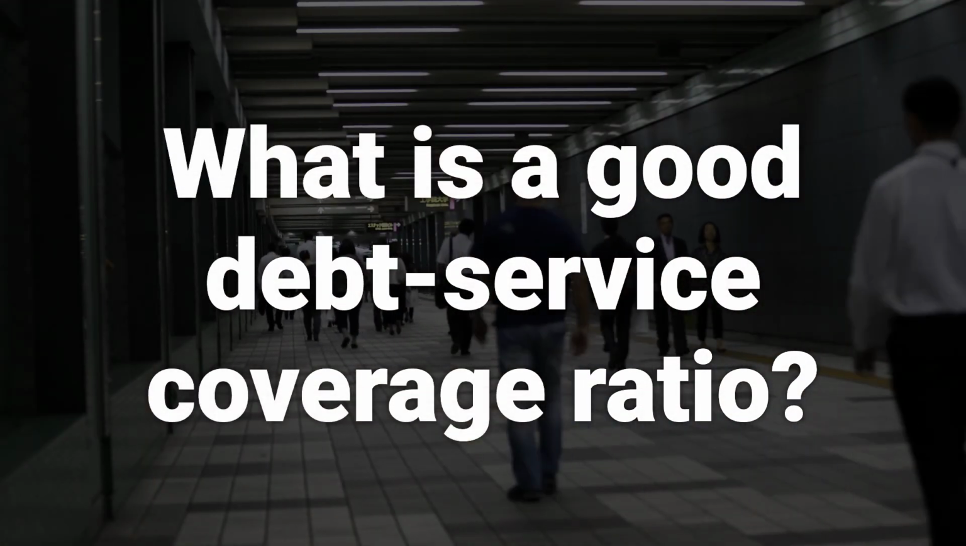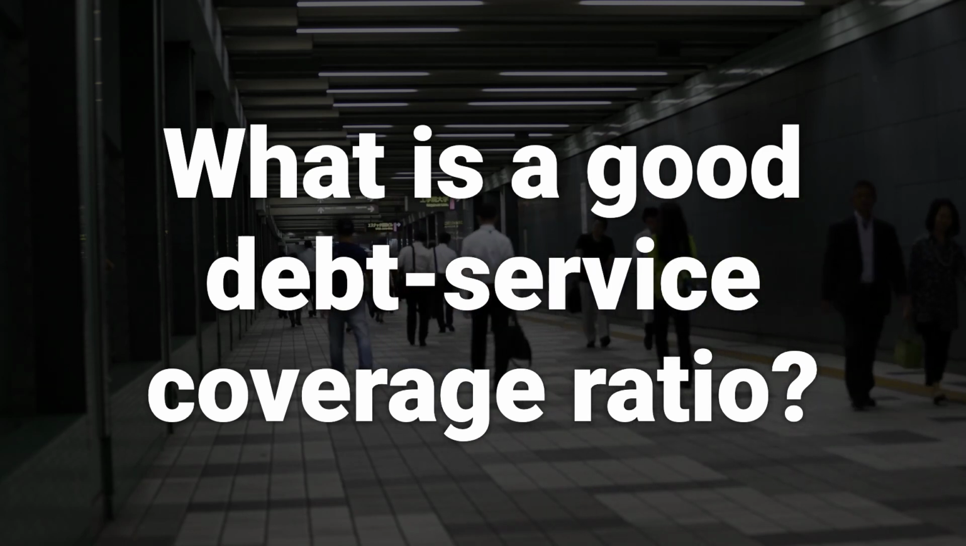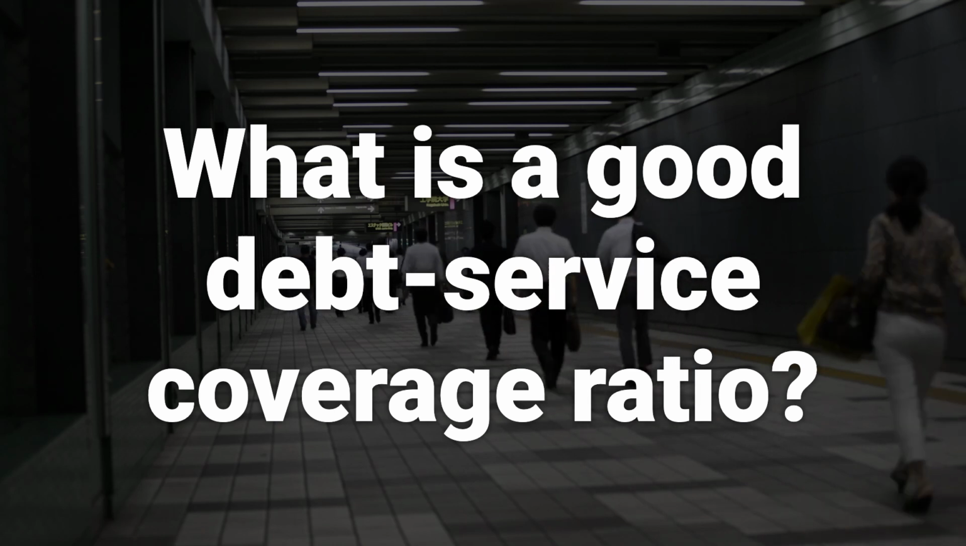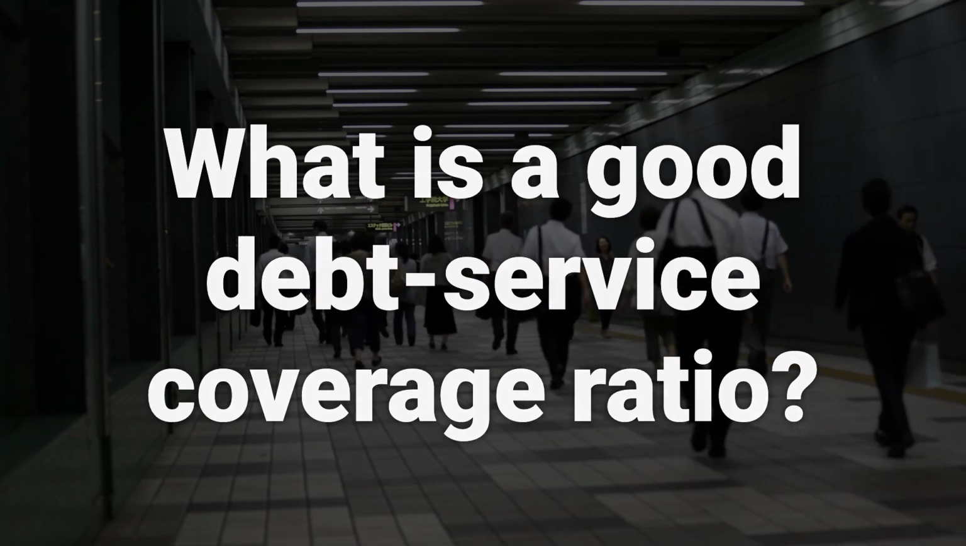A higher ratio is generally better, but business lenders will usually want to see a ratio of at least 1.25. This ensures that a company can cover any new debt on top of its current debt load.